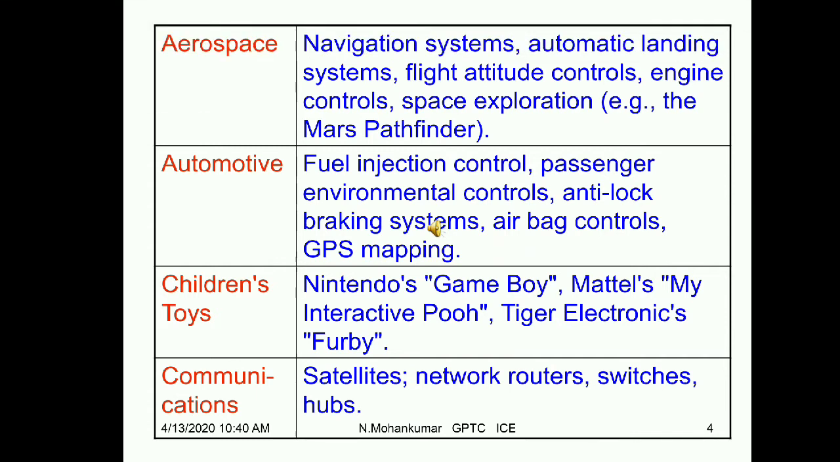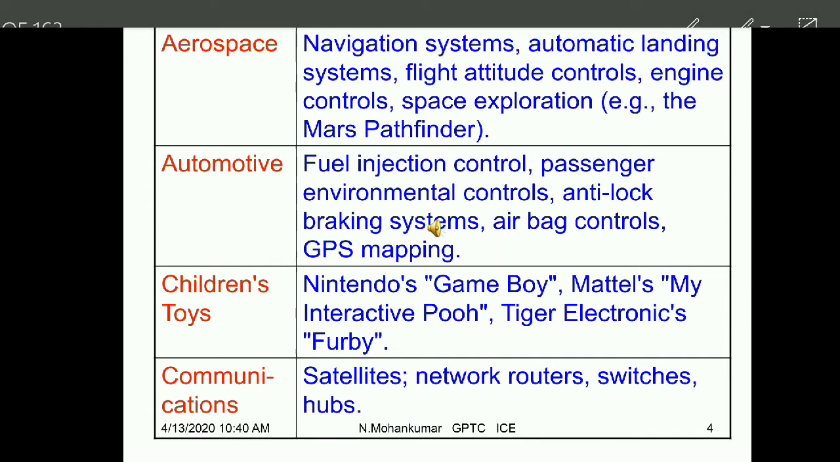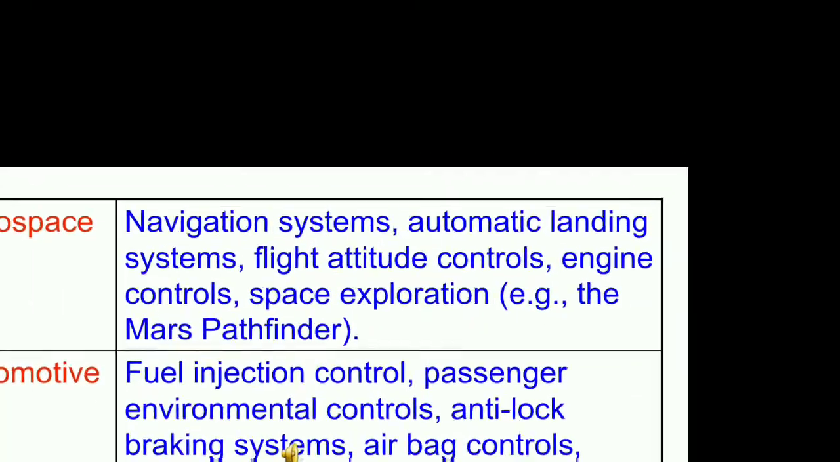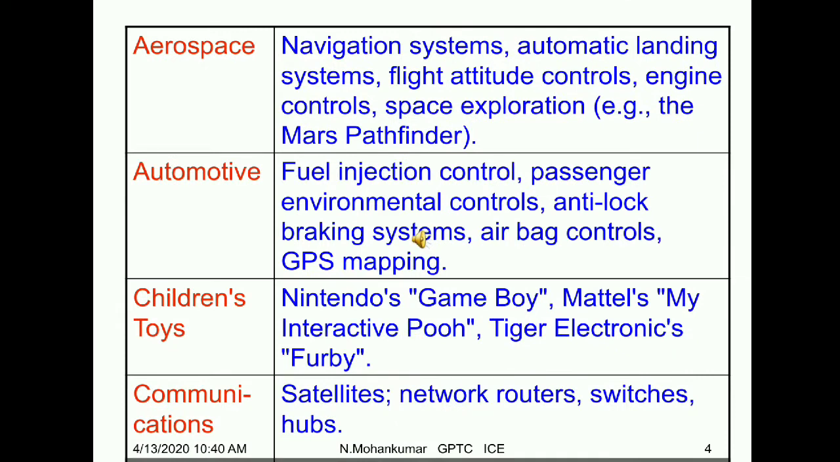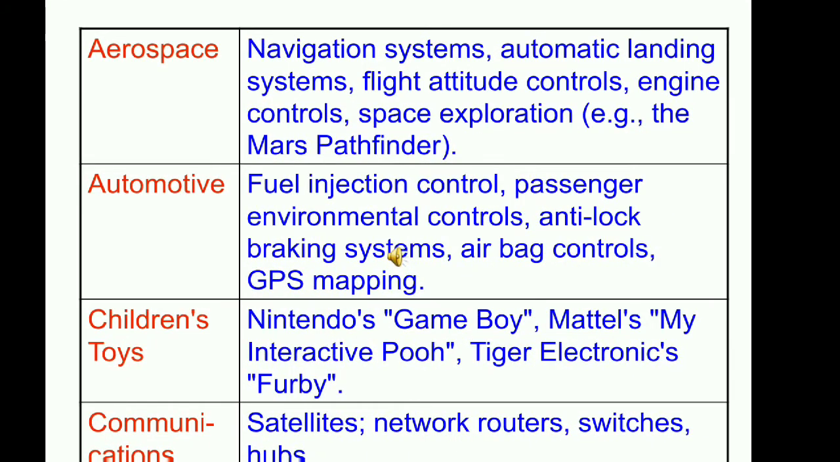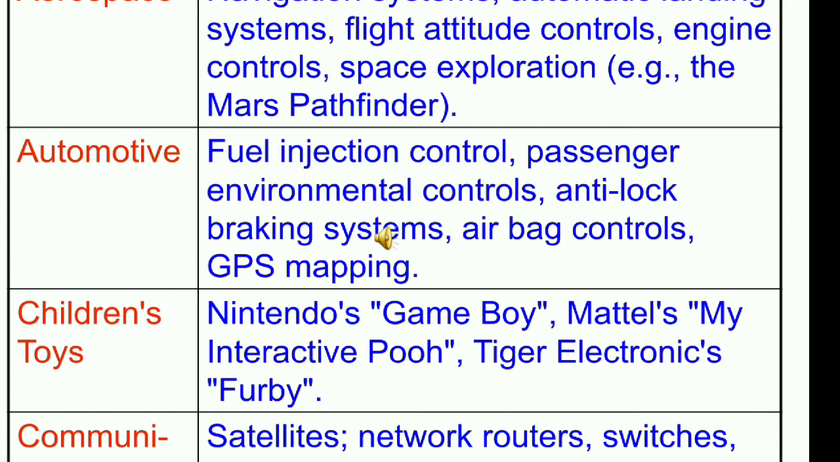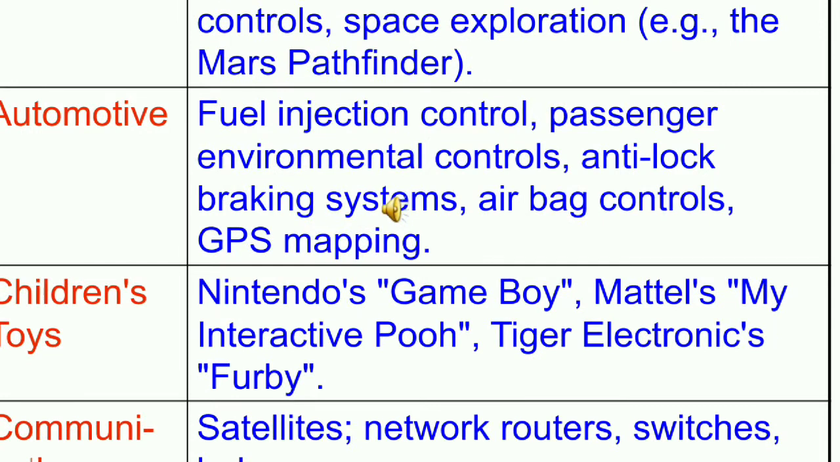And apart from that, there are so many in different fields. Embedded systems have different applications in aerospace: navigation systems, automatic landing systems, flight altitude control, engine control, space exploration, so many. More than 100 sensor-oriented embedded systems are there in an aeroplane. And in automotive applications in a car, we have fuel injection control, passenger environmental controls, anti-lock braking systems, airbag control, GPS mapping. So these are some of the embedded systems. For these applications, systems are embedded into a car, right?